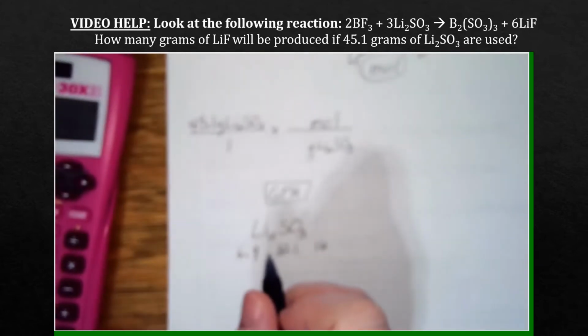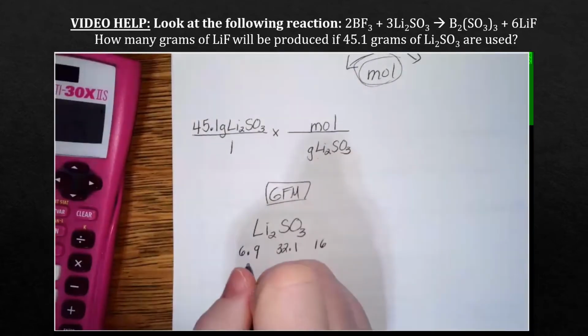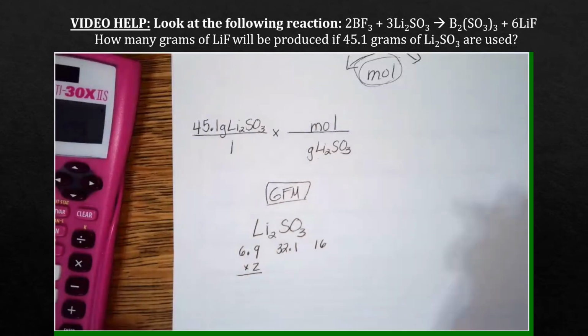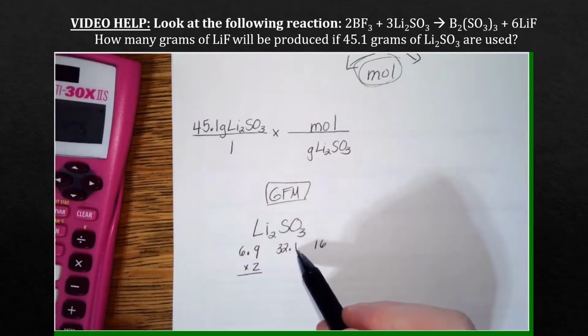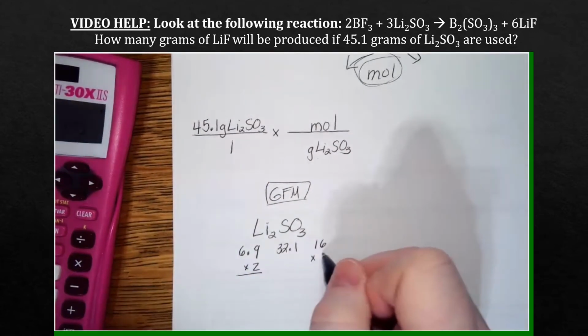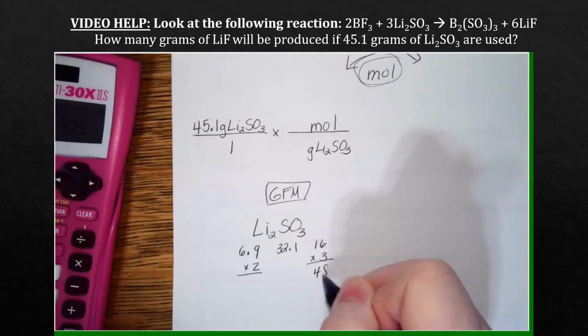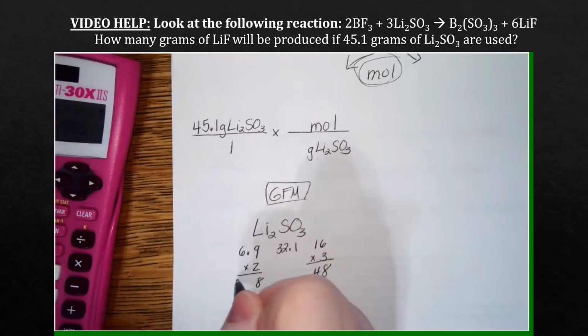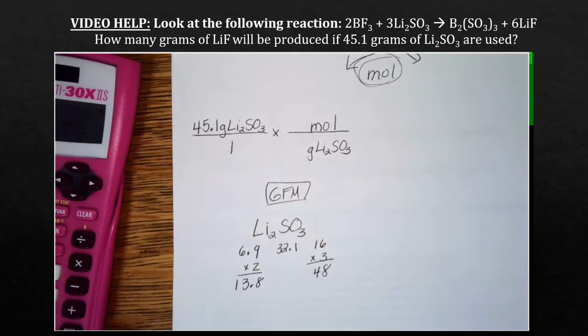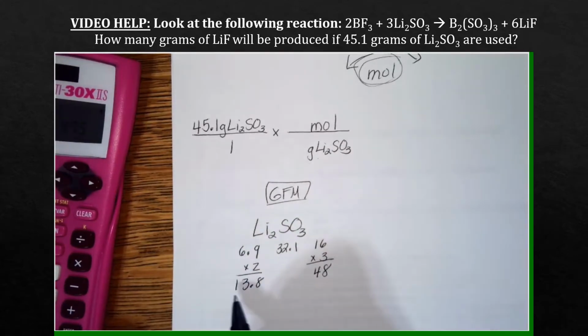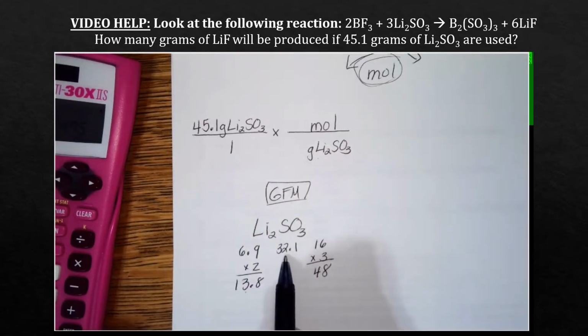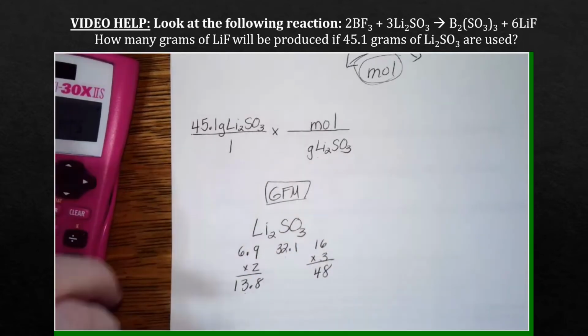Okay, how many Li's do I have? I have 2. How many S's do I have? 1. And how many oxygens do I have? 3. So that's 48. And that's 13.8. Now what do I do? I have to add them up. So I have to add 13.8 plus 32.1 plus 48.